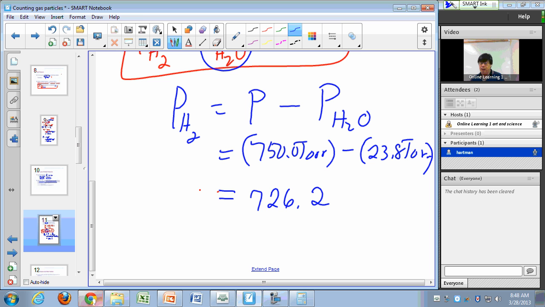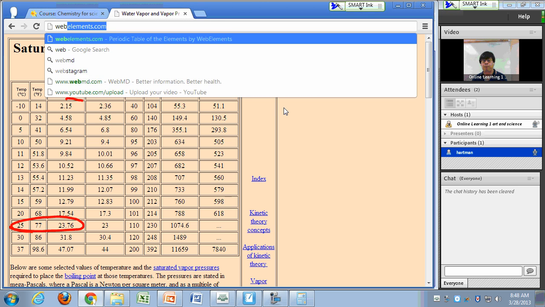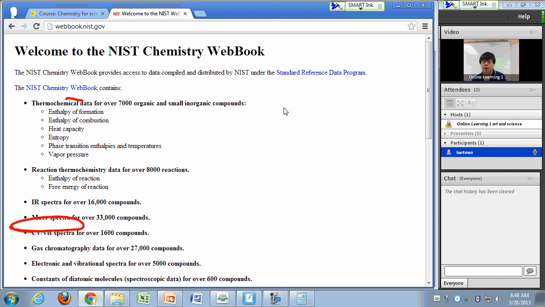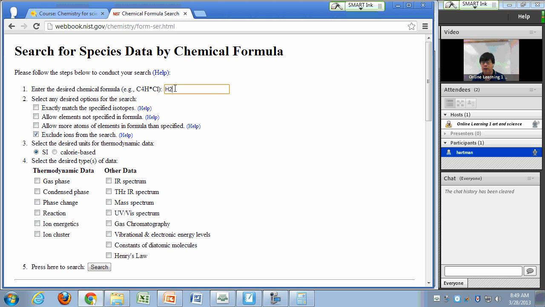By the way, a good authoritative source for vapor pressure, and I have this in one of your lab activities, is the NIST website. So you just search for web book, go to webbook.nist.gov, and when you get there, click on Chemistry Webbook. When you get to Chemistry Webbook, you can click on Formula, and you can enter H2O there, and you can get as much information as you want.